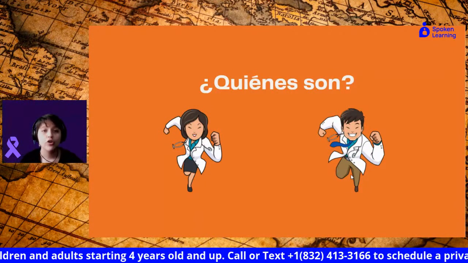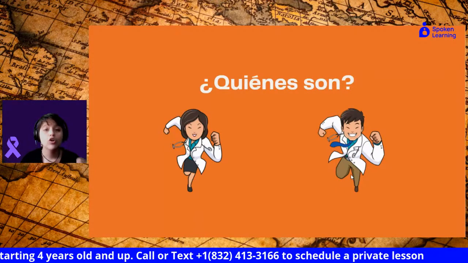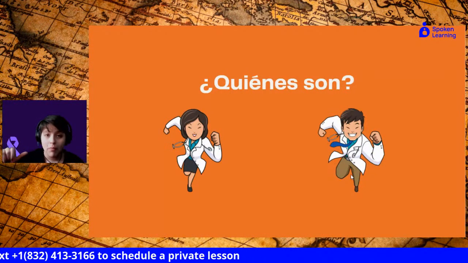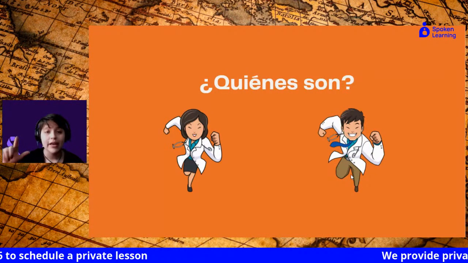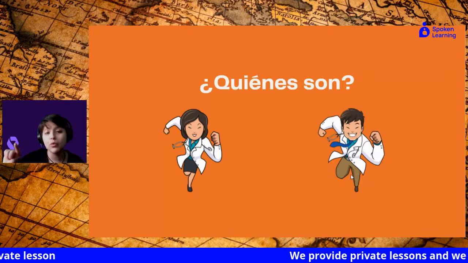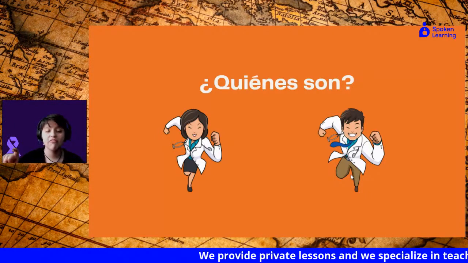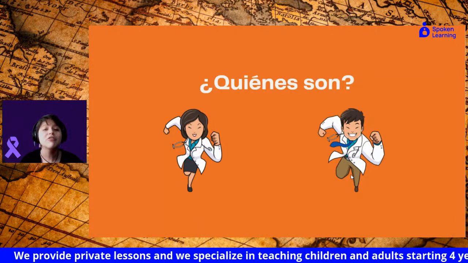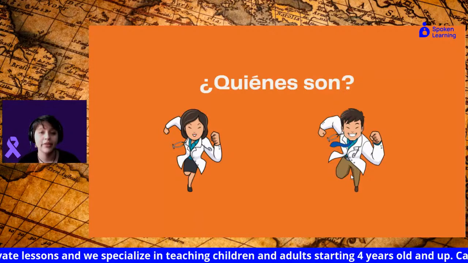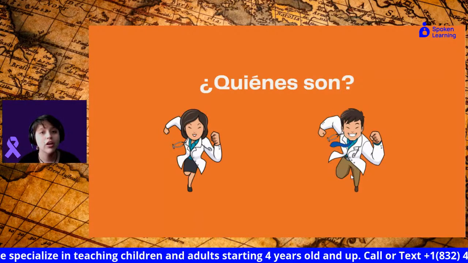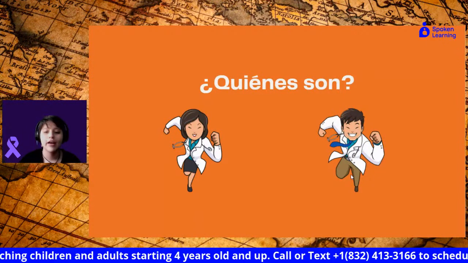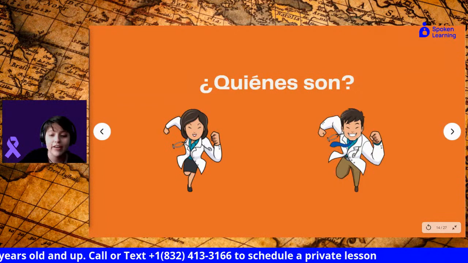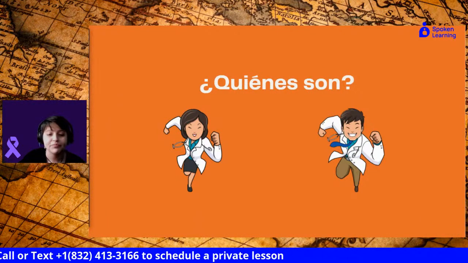¿Cuáles son nuestros determinantes? Nuestros determinantes son los artículos. Un médico, unos médicos. And with that, we are referring to the group of doctors, the group of physicians, as male. But if we say la médico, las médicos, then we're talking about female doctors. Okay, so that's another example.